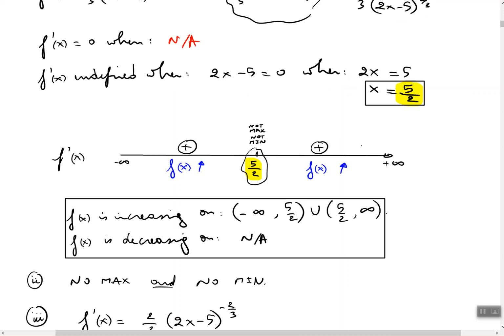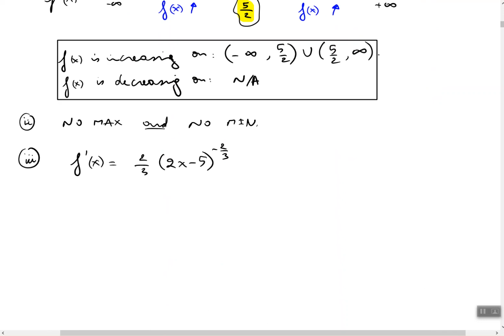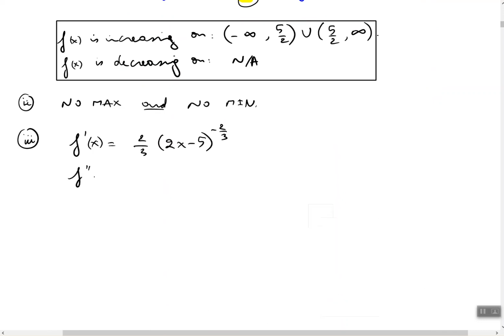I just copied it from the top to the bottom. And now I'm going to look for the second derivative. So there we go. We bring the power down and we subtract by 1, then we multiply by the derivative of the inside. So how much is that? The total here is going to be negative 8 over 9.